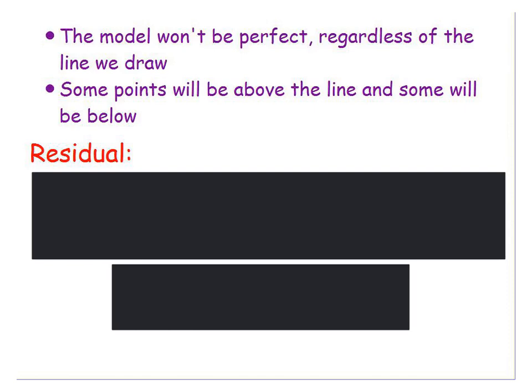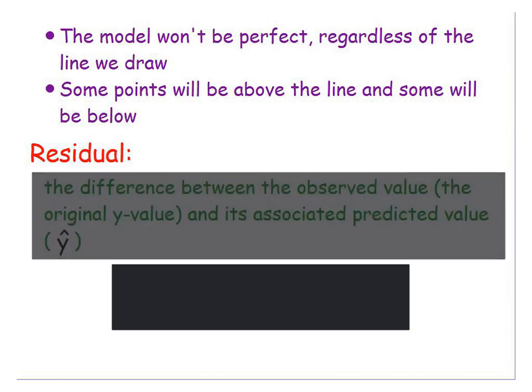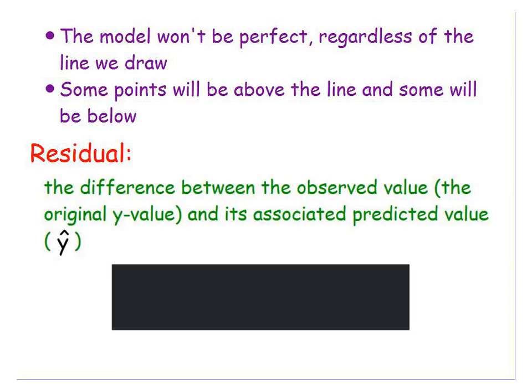That leads us to our first definition for this lesson, and that's the definition of a residual. A residual is the difference between the observed value, which is your original y value in the data table, and its associated predicted value, or y hat. In other words, if we took the x value and we plugged it into our y hat equation, the residual is the difference between what the actual table said and what the model said.